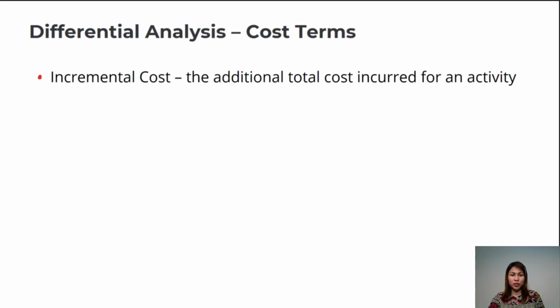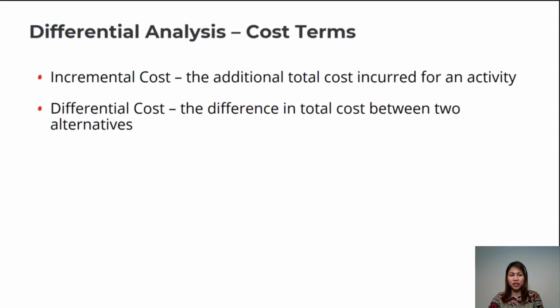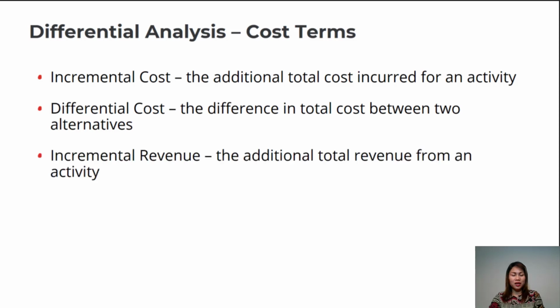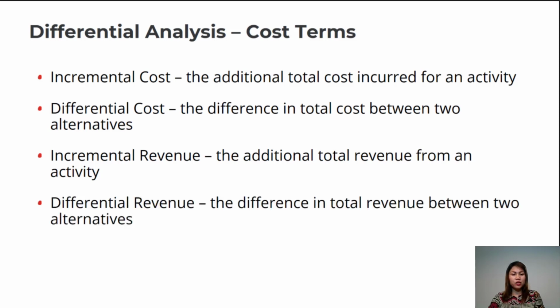Here are some cost terms that we will use. The additional total cost incurred for an activity, we call it incremental cost. The difference in total cost between two alternatives, we call it differential cost. If we focus on revenue, the additional total revenue from an activity, we call it incremental revenue. If we compare the difference in total revenue between two alternatives, we refer to it as differential revenue.